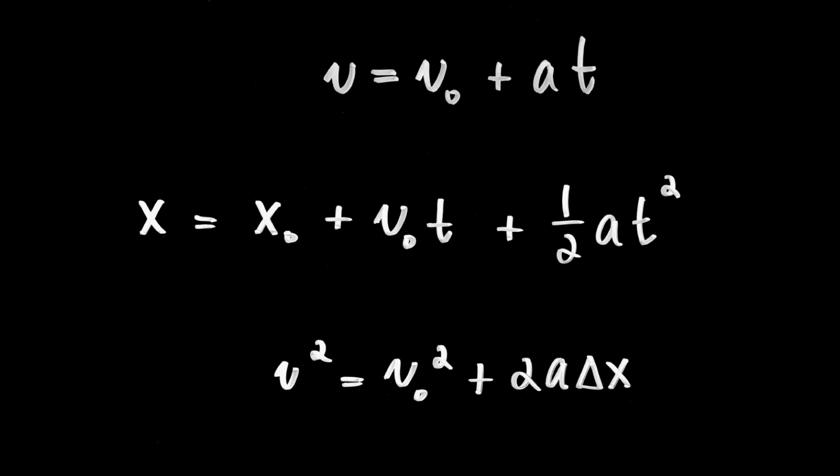In situations of constant acceleration, I can predict the velocity at some later time is the initial velocity plus the acceleration times t. I can predict the position at some future time as the initial position plus the initial velocity times time plus 1/2 the acceleration multiplied by t squared. And then I have this curious odd duck equation at the end here. V squared is equal to v naught squared plus 2a delta x.